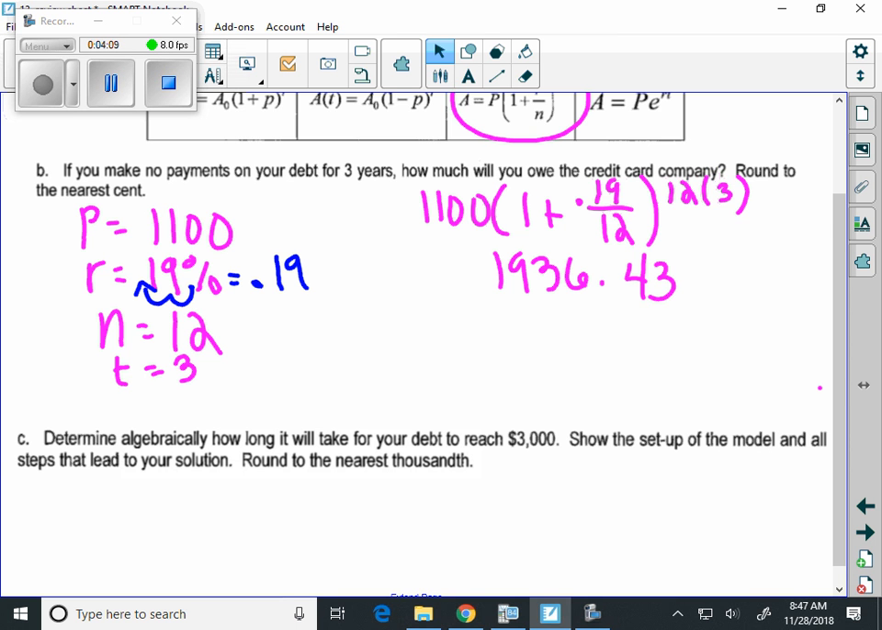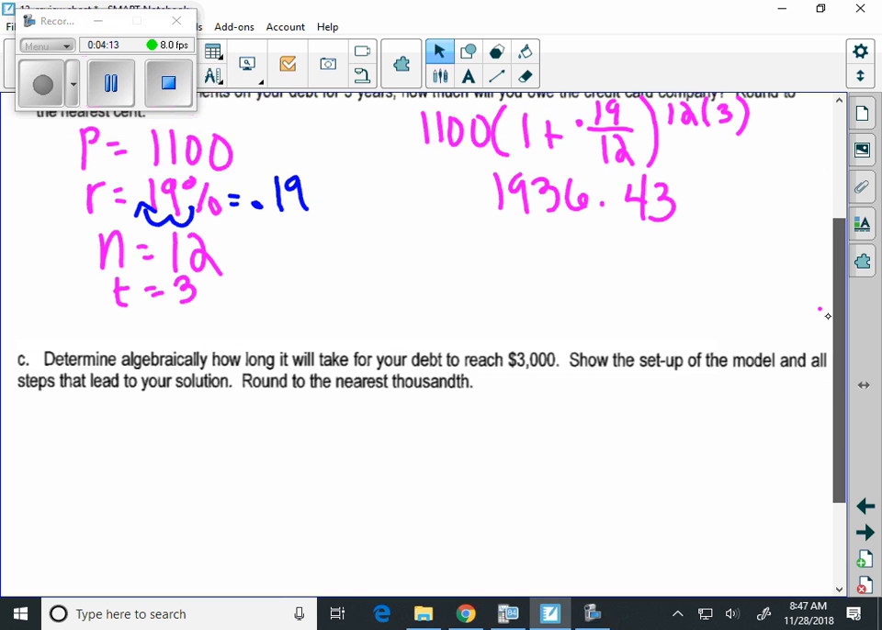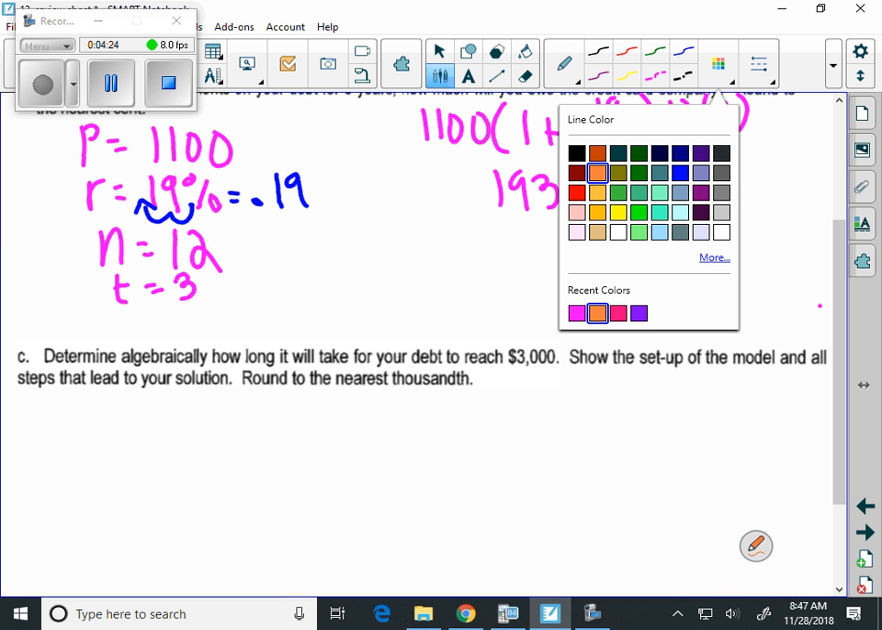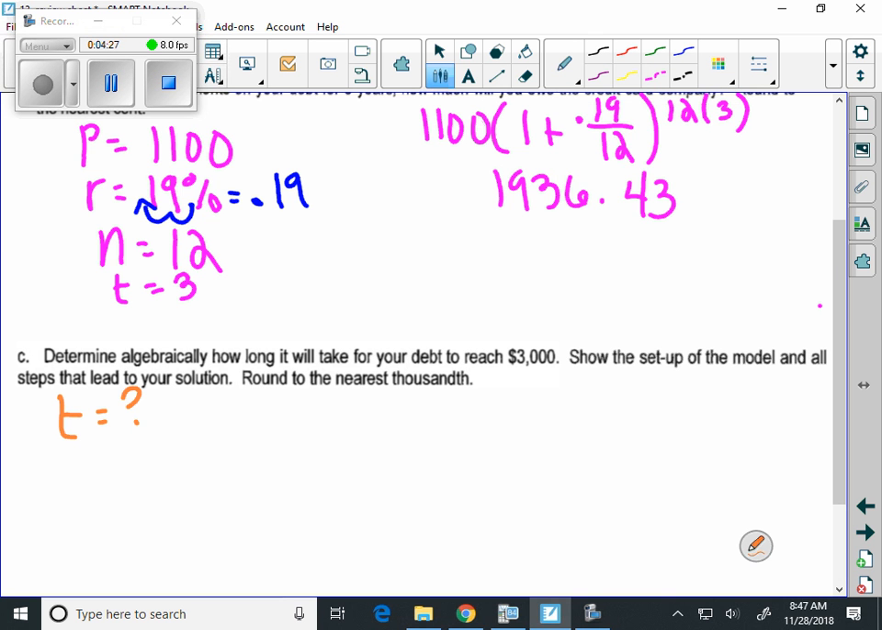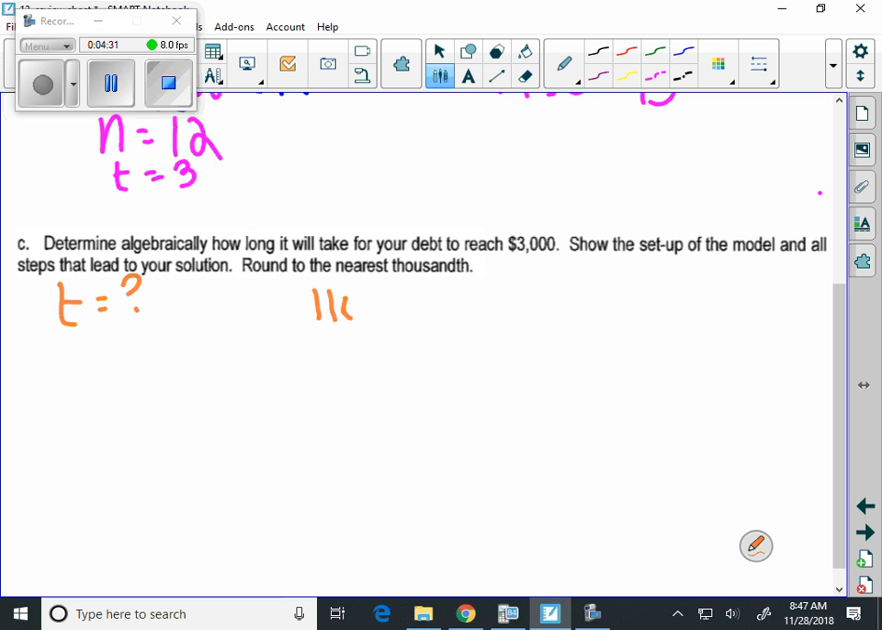So same information. So we can keep all of that information from part B, with the exception of the time. Because now what we're trying to figure out is, well, what is our time? That's what we're trying to figure out. So we're still going to have the 1,100. We're still going to have the 1 plus 0.19 divided by 12. But this is going to be to the 12t now.